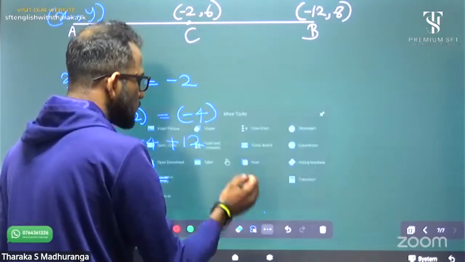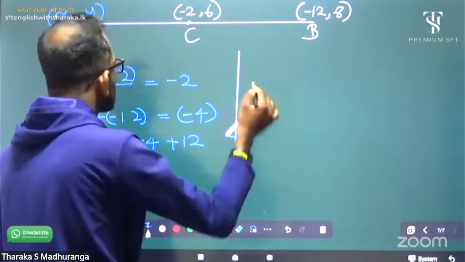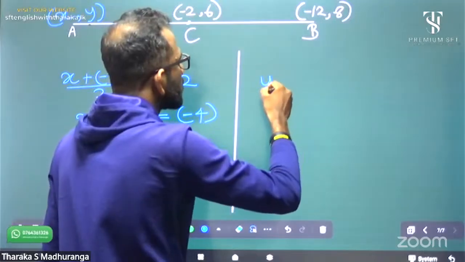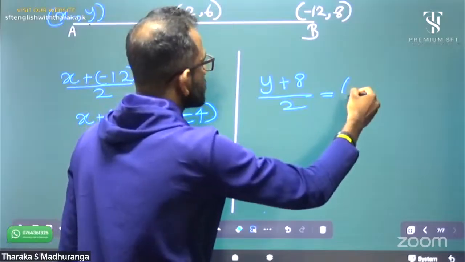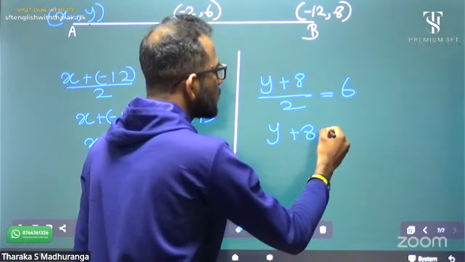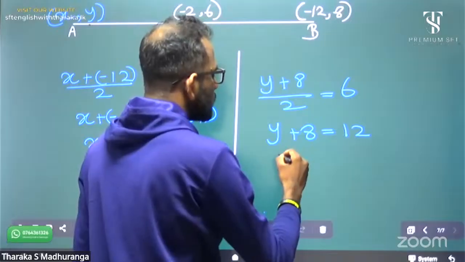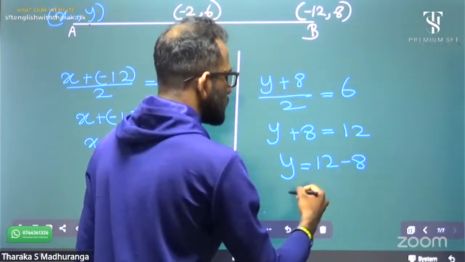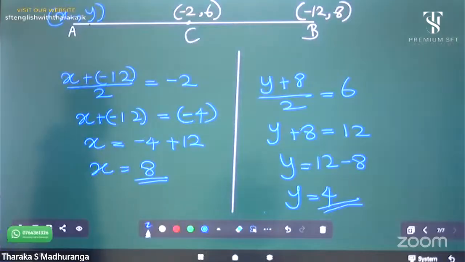Now with the same method you can calculate the y coordinate. y1 plus y2, y plus 8 over 2 equals 6. Cross multiplication, y plus 8 equals 6 into 2, which is 12. Now y equals 12 minus 8. y equals 4.